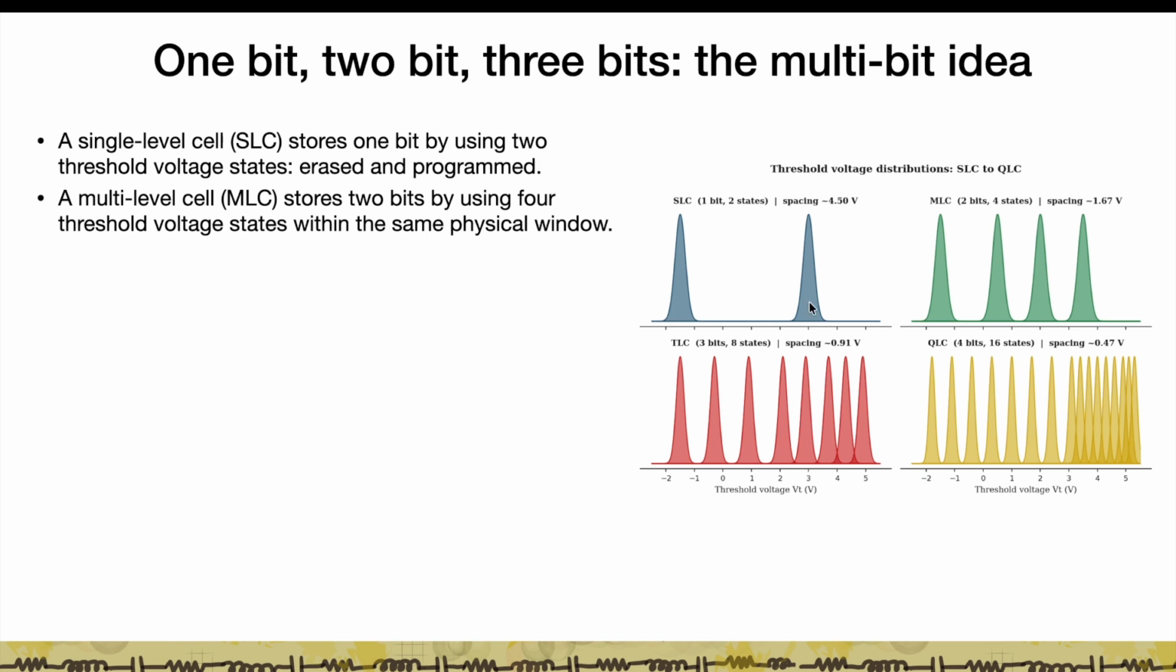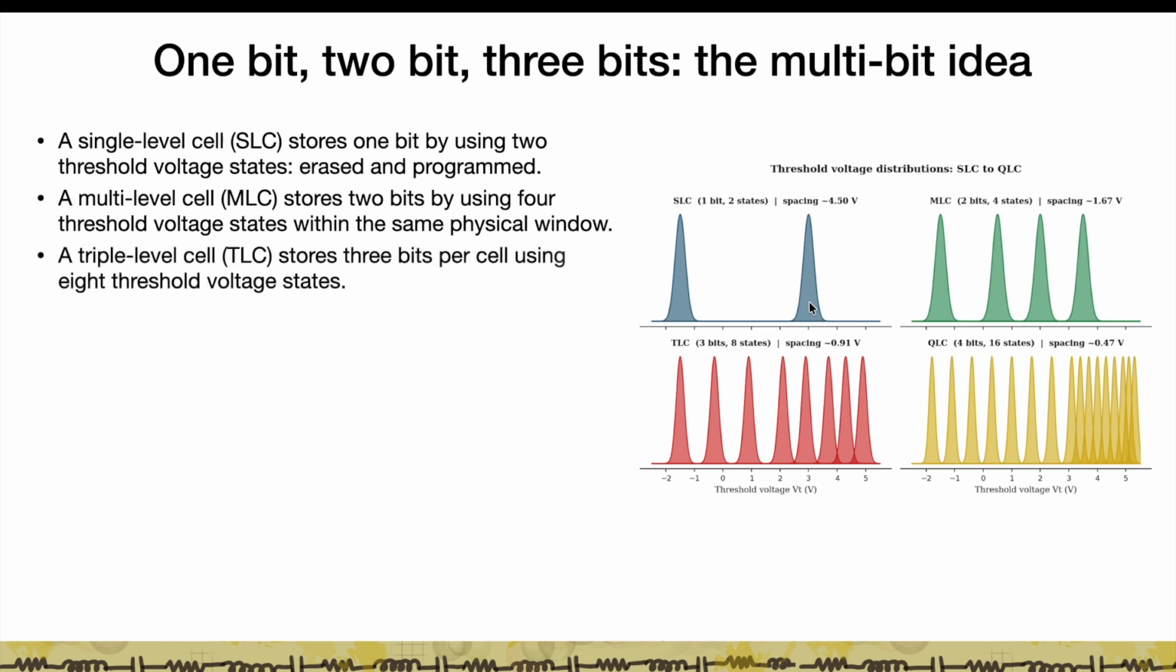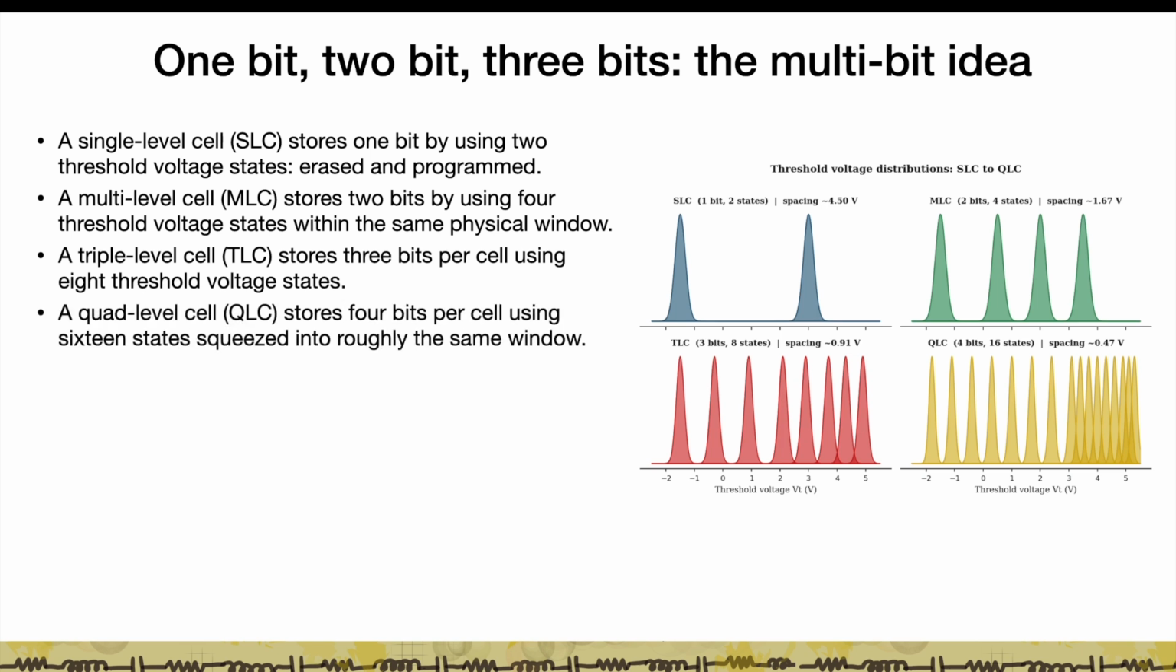Now, in the top left panel, two distributions sit in the window with roughly 2.5 volts of space between them. Comfortable margin. A sense amplifier can easily tell them apart even after years of degradation. Now, 4 states in the MLC panel, roughly 1 volt spacing, still manageable, but you've reduced the sensing margin by more than half.